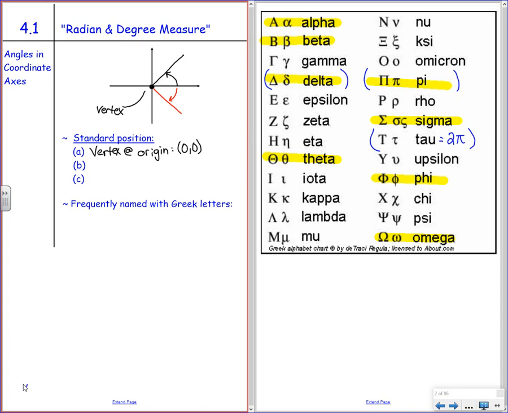Every angle also has an initial side, or a starting side. So you have the vertex, which is the point at which the two sides come together, and you have the initial side, which is the beginning. Every angle in standard position begins at that spot, which we define as the positive x-axis, to the right. So the initial side is on the positive x-axis.